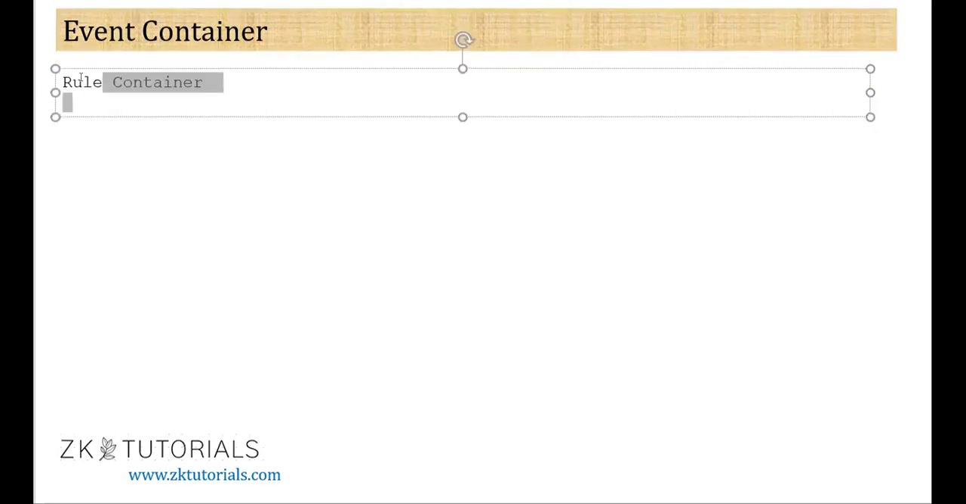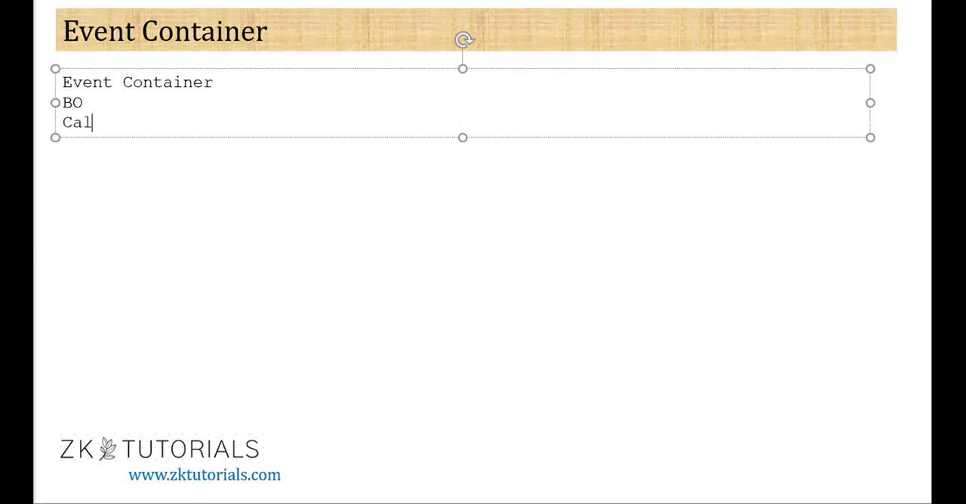So what is this event container? In the event container, there are two types of events: one is the business object event and another is class events.